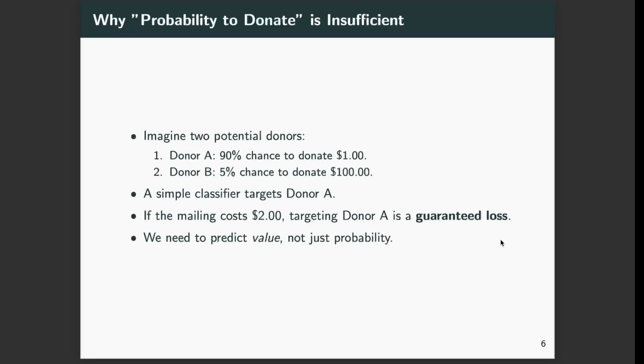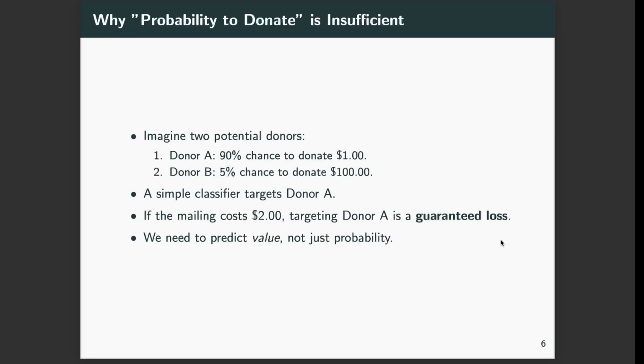Donor B has only a 5% chance of donating. 5% is quite low. The same classifier would almost certainly label donor B as will not donate and would not target them. But now let me add the critical piece of information that the simple classifier is ignoring. Donor A, if they donate, gives exactly $1. Donor B, if they donate, gives $100. Let us now compute the expected value of targeting each of these donors, given that the mailing cost is $2.